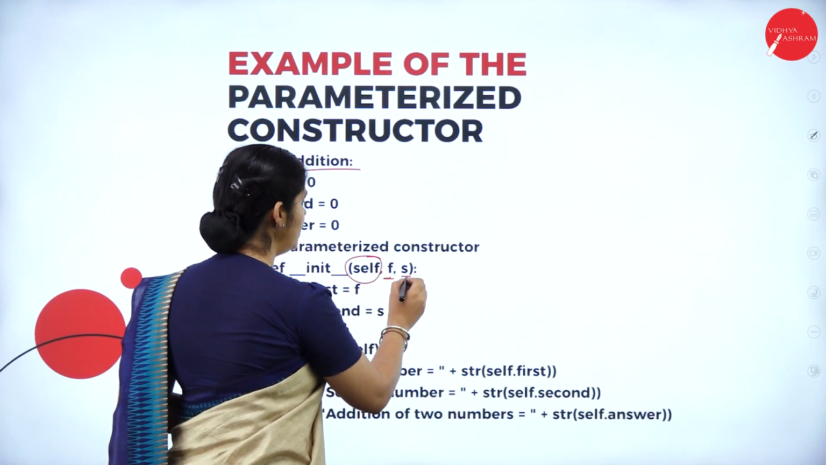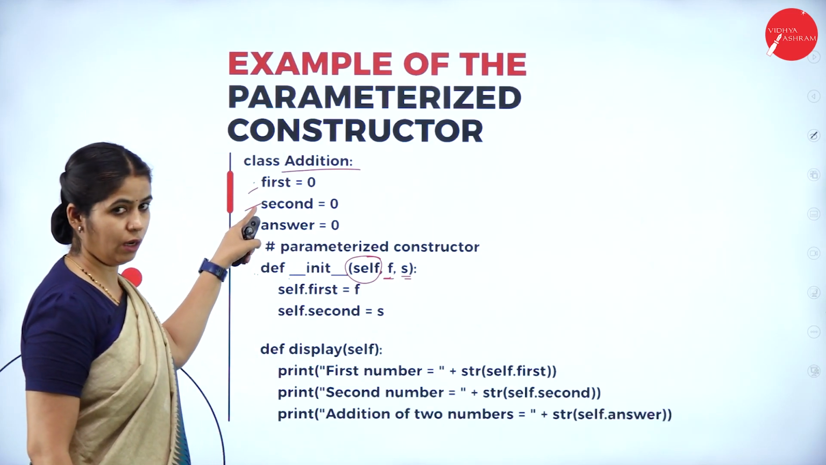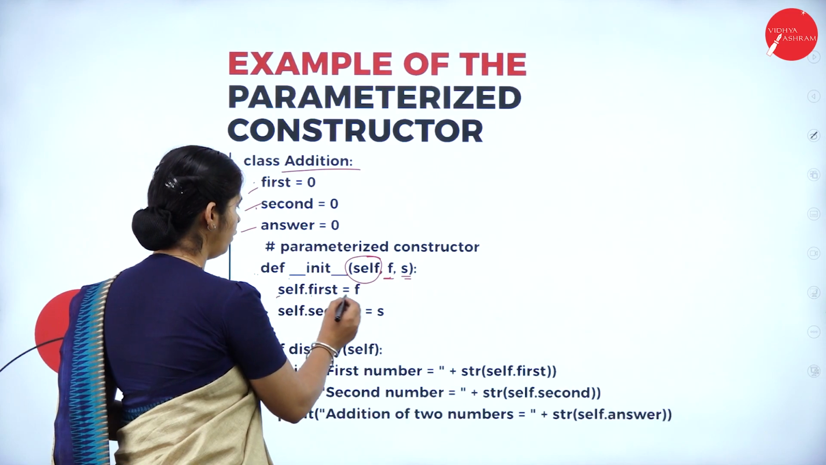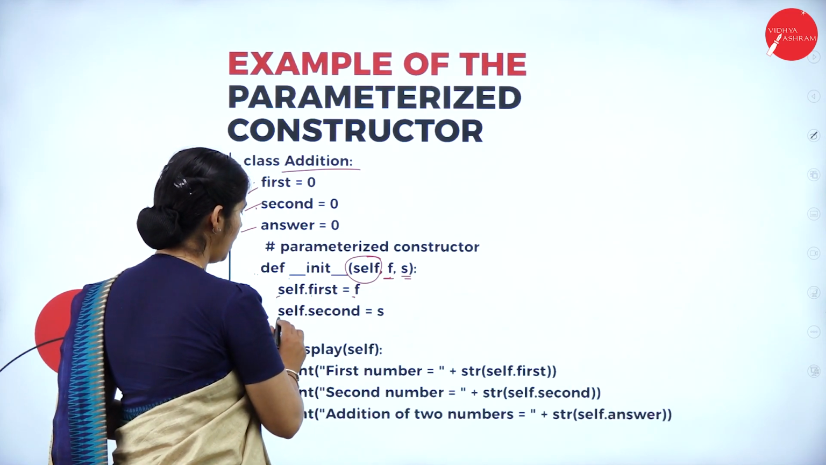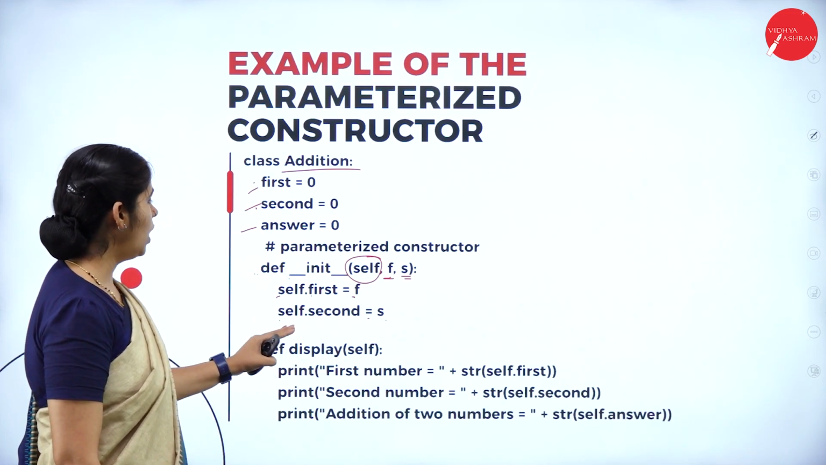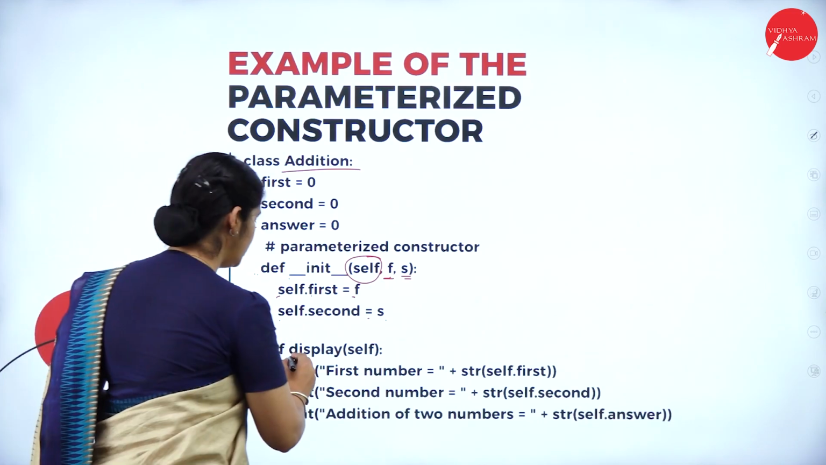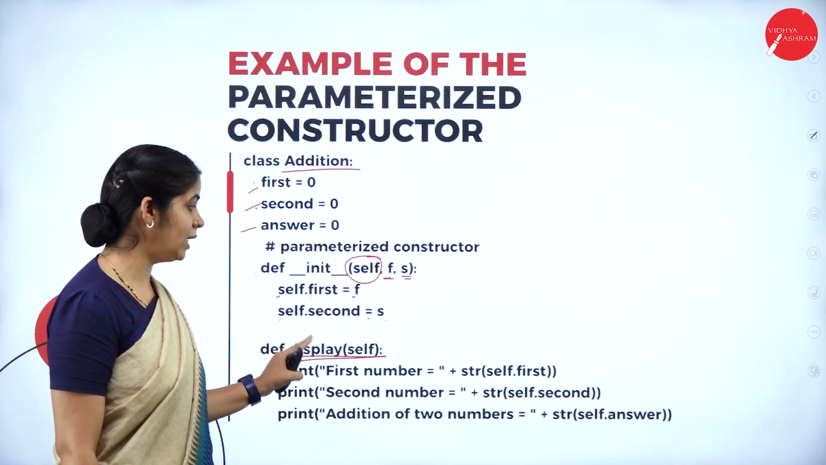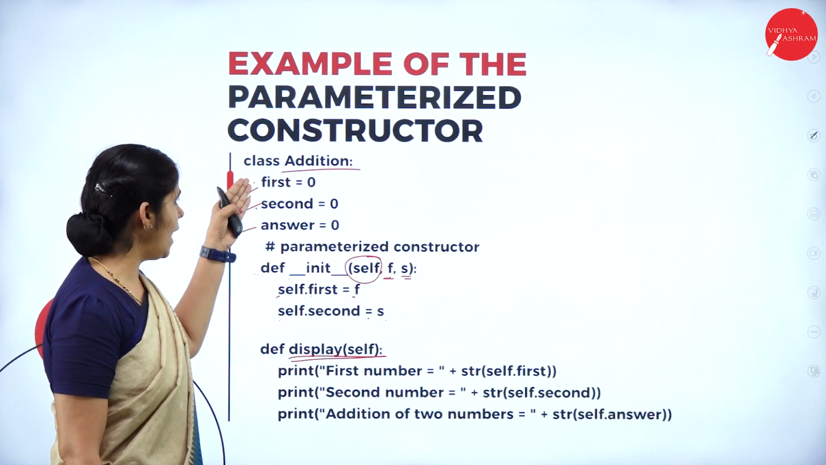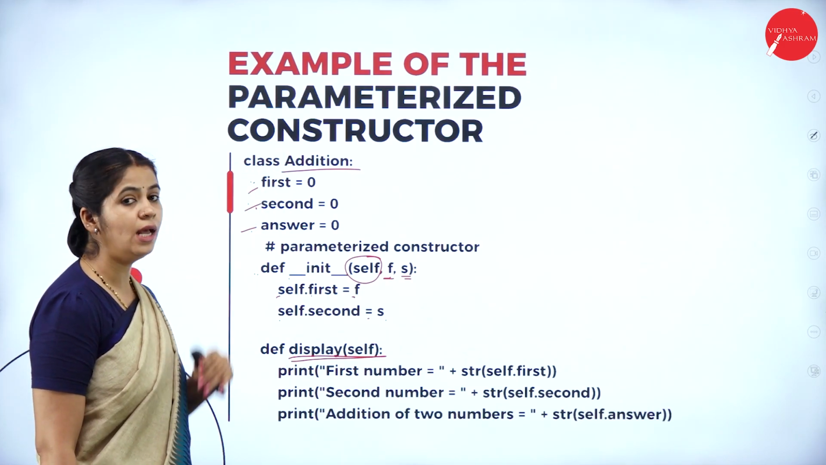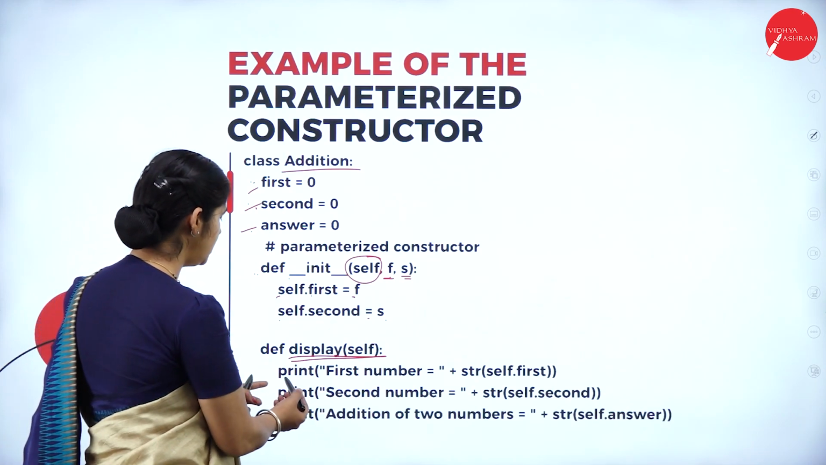This is first and second. To access first, we use self.first. To access the second, we use self.second. Now we have one method called display. What is it displaying? It is displaying the value of first, the value of second, and the answer after the addition. That is what it is displaying.